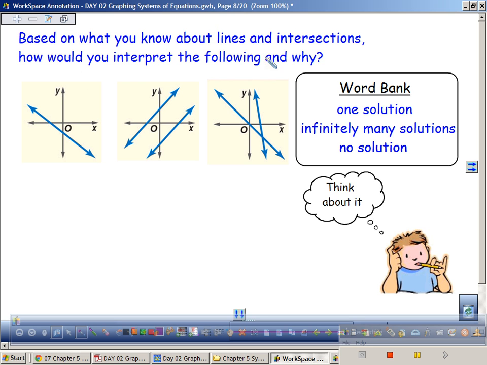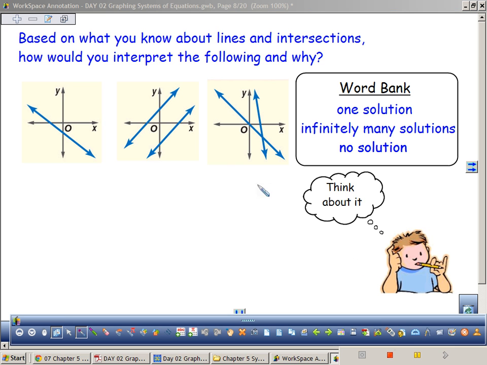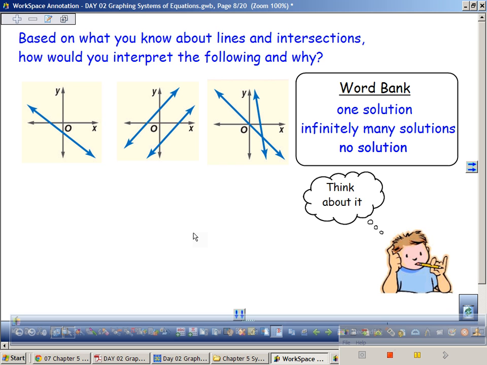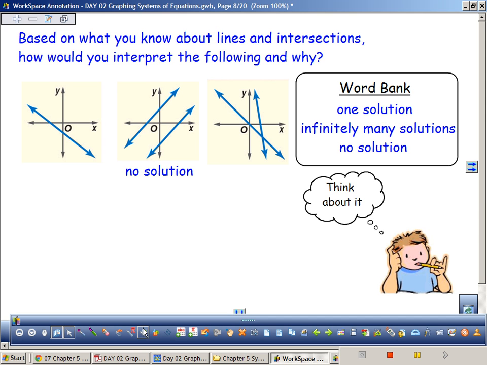All right, so based on what you know about lines and intersections, let's start with you, Josh. How would you interpret the following and why? Take a look at that. Let's give everybody a chance to look at it first. Okay, Josh, pick one. The middle one. Okay, what can you say about the middle one? They're parallel, therefore no solution. Why? Can you tell me why? Because they'll never intersect. Right? How can you have a solution if they never intersect? They have no common point. Right? There's no common point between them. You can't say that they have something in common.